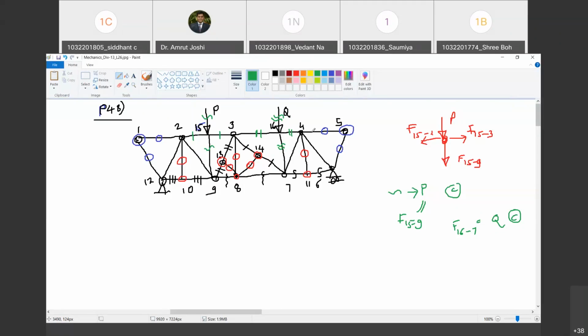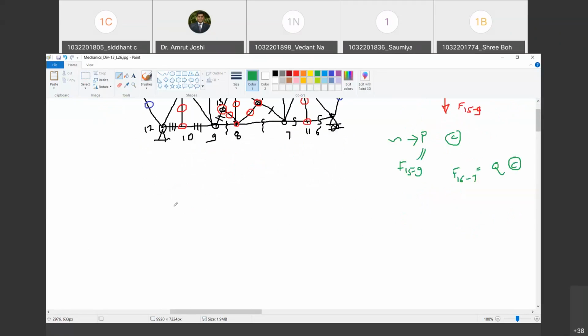Now, an interesting question that I'm going to ask you is, if a member is carrying zero force, anyway it is useless, so why waste it? Can we remove it from the truss? What is your opinion on that?